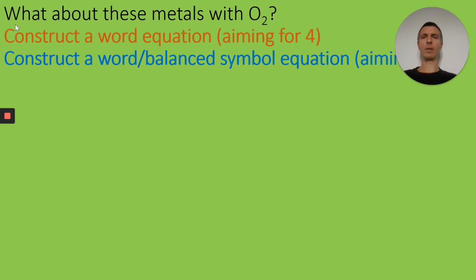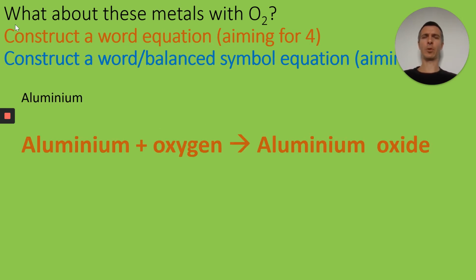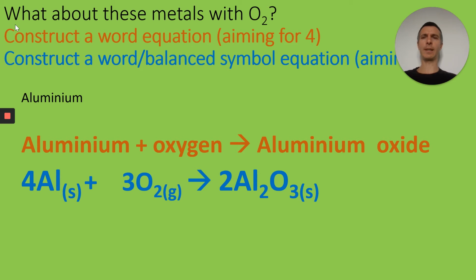And for the aluminium one, aluminium plus oxygen gives you aluminium oxide. And the symbol equation again is a bit tricky. You need 4 aluminiums and 3 O2s, giving you 2 Al2O3 for the aluminium oxide. So that's what happens when you react a metal with oxygen.